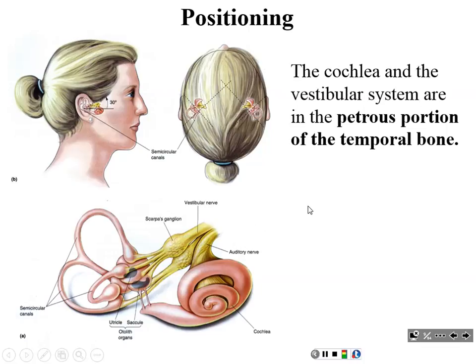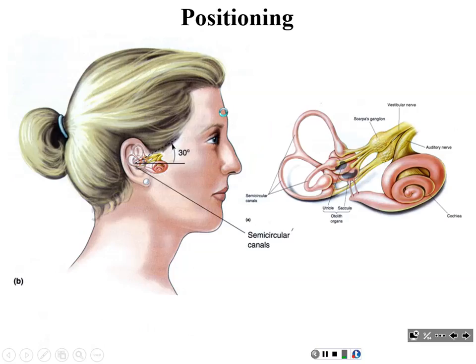So the cochlea and the vestibular system are in the petrous portion of the temporal lobe. And here is a representation of where they are, both on a lateral view and on a top view. If we look into detail at the position of the horizontal canal, it's almost at 30 degrees. The orientation is 30 degrees compared to the horizontal line. And it's going to become important later on to understand how it works.